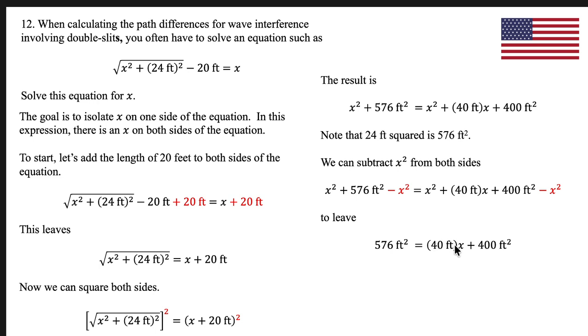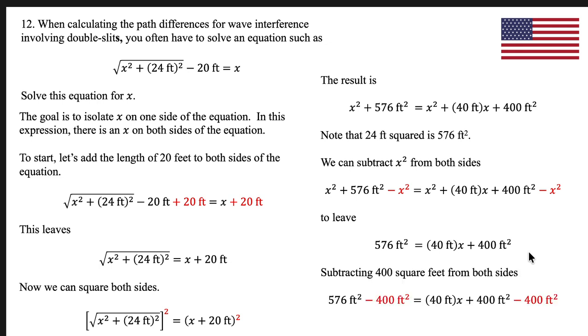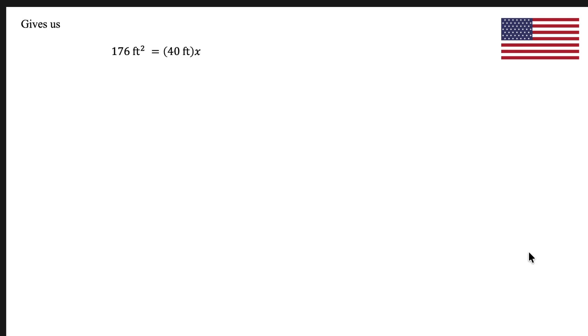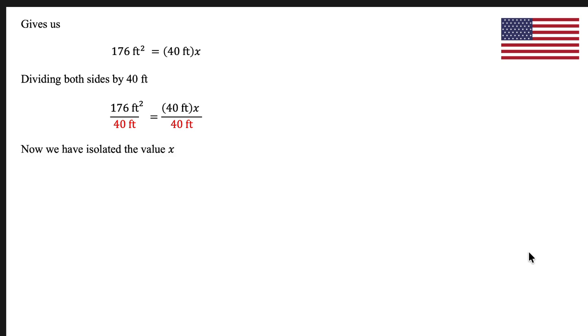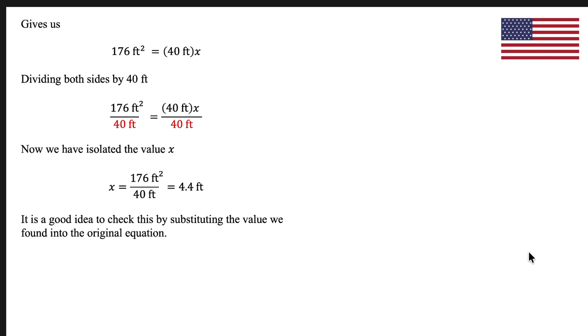576 square feet is 40 feet times x plus 400 square feet. We subtract 400 square feet from each side, and we get 176 square feet is 40 feet times x. And there it is. Now we divide by 40 feet. And the feet squared on the top, feet on the bottom, that gives us feet. x is going to be in feet. We've isolated x, it's 4.4 feet. And that's the answer to the question, but we should check.